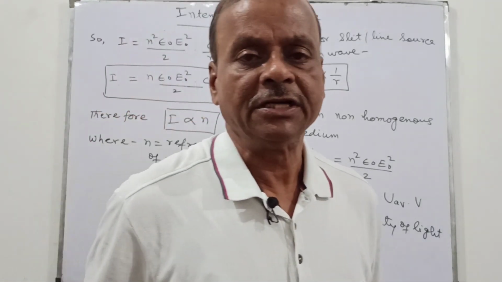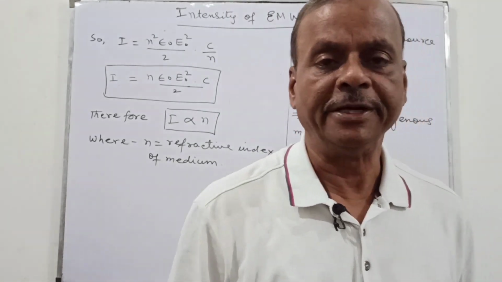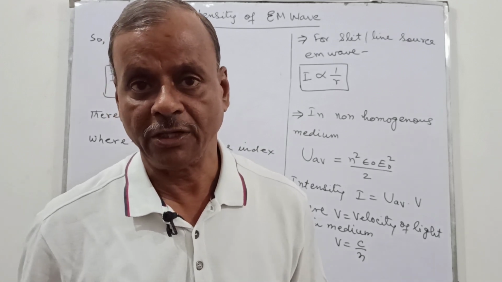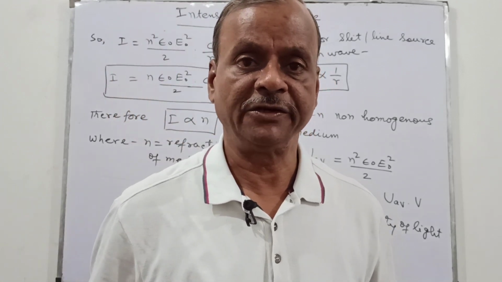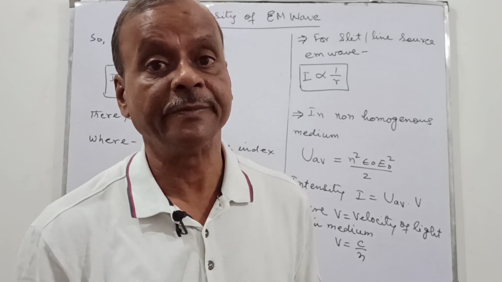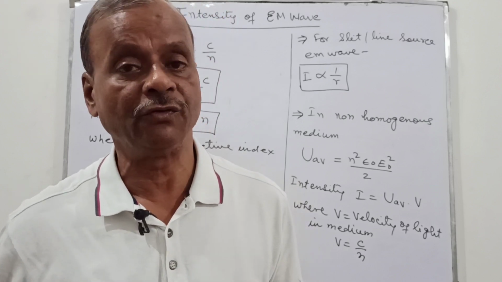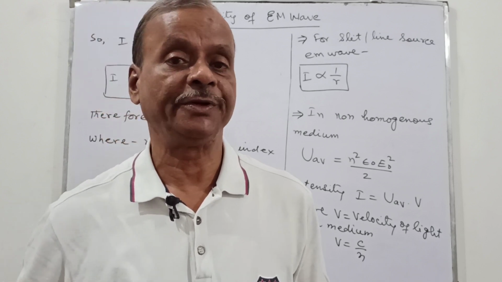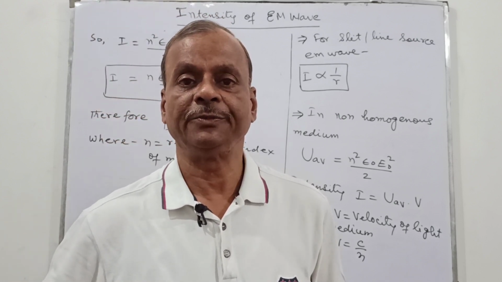So this is about the intensity of the electromagnetic wave. When it is asked what is the dimensional formula, what is the unit, and what is the definition, sometimes the definition is given in different ways. But always remember that this is the rate of flow of energy per unit area. The area is always held perpendicular to the direction of wave propagation.